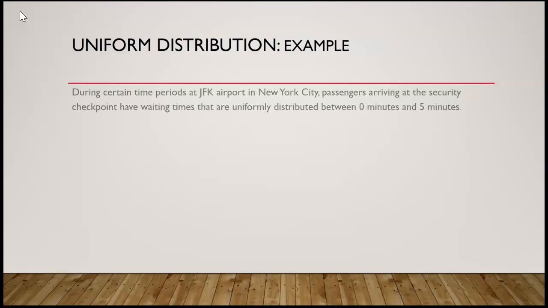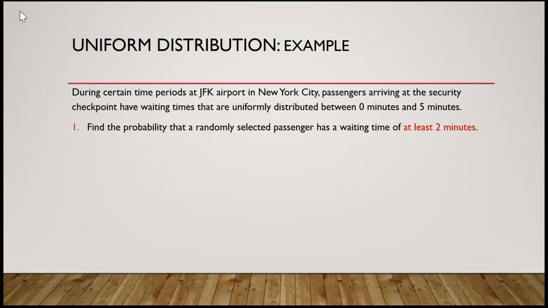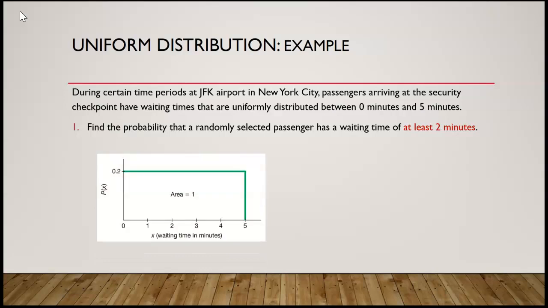For example, during certain time periods at JFK Airport in New York City, passengers arriving at the security checkpoint have waiting times that are uniformly distributed between 0 minutes and 5 minutes. Part 1. Find the probability that a randomly selected passenger has a waiting time of at least 2 minutes. First, let's make a graph of this uniform distribution. We know that the times are distributed evenly between 0 to 5 minutes, so our x-axis will be the waiting time. Vertical scale will show the probability.